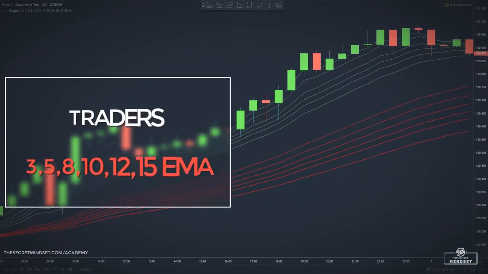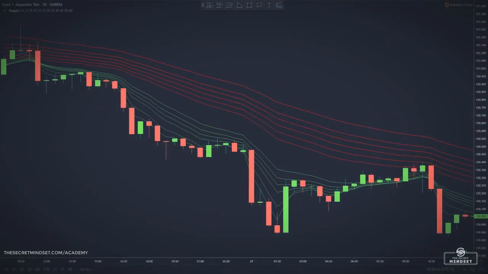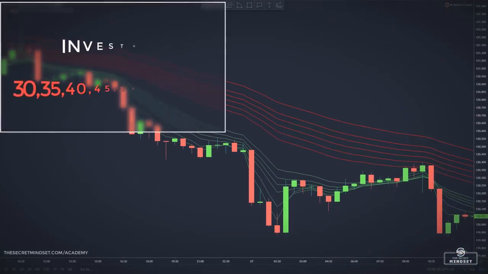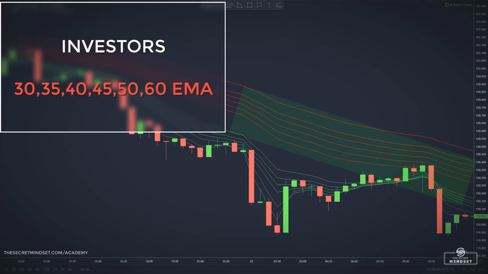We track their activity by using a group of short-term moving averages. These are 3, 5, 8, 10, 12, and 15-day exponentially calculated moving averages. Strong trends are supported by long-term investors. These are the true gamblers in the market because they tend to have a great deal of faith in their analysis. The investor takes more time to recognize the change in a trend. We track the investor's activity by using the 30, 35, 40, 45, 50, and 60-day exponential moving averages.